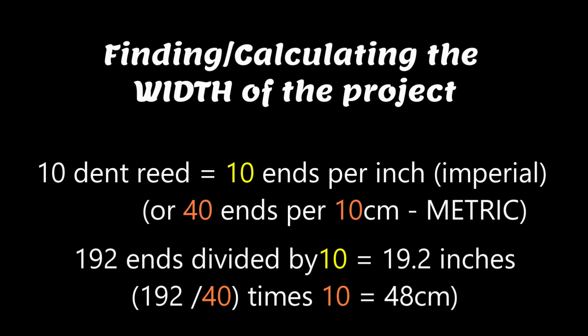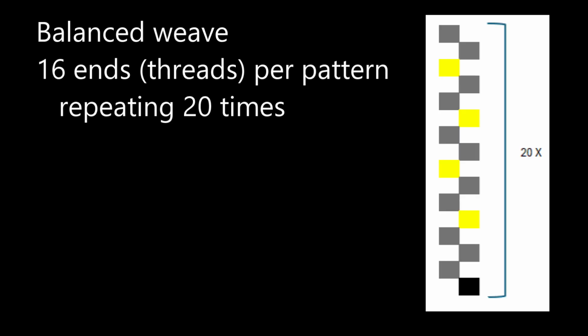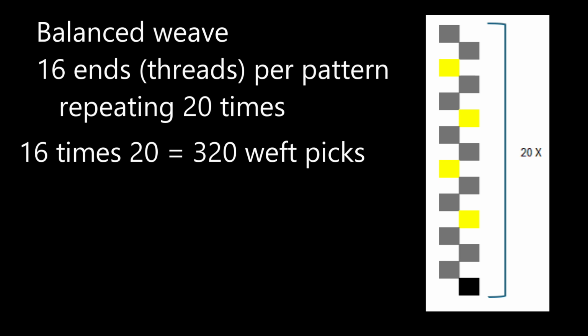Now let's look at our weft order pattern. There are again 16 ends or 16 weft picks per pattern, repeating 20 times. So 16 times 20 equals 320 weft picks for 20 repeats of our pattern.